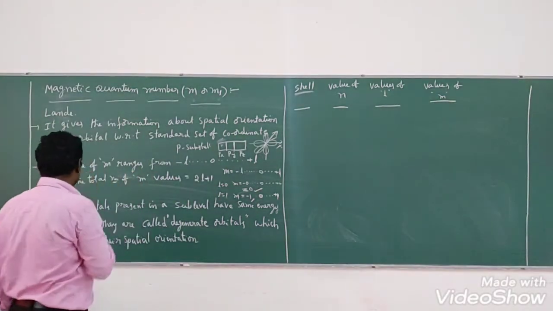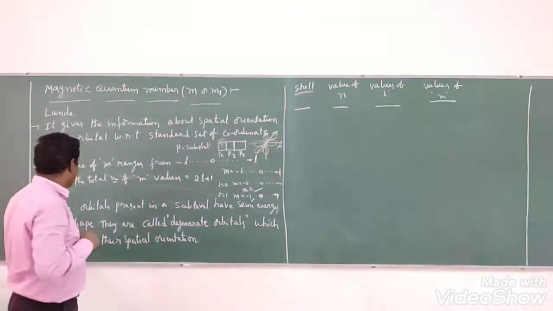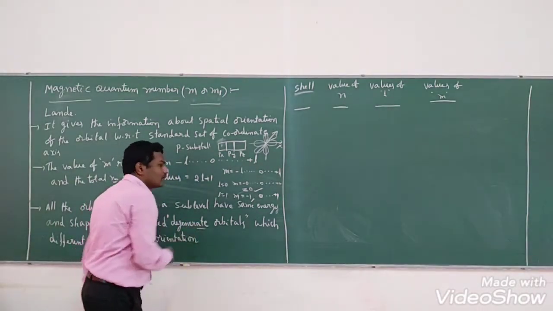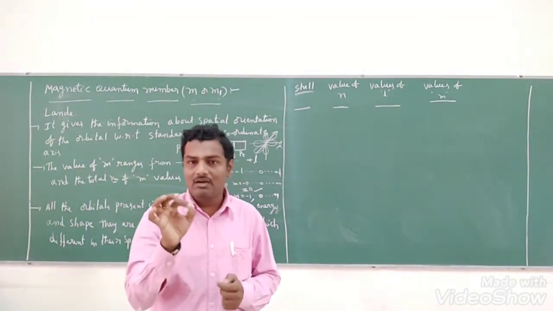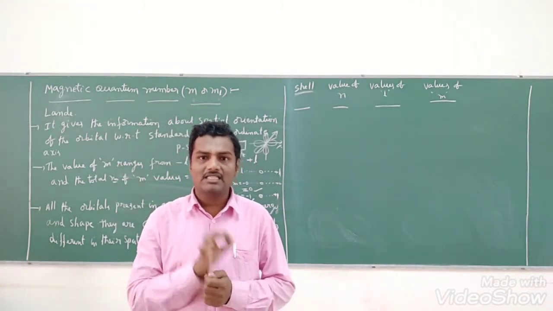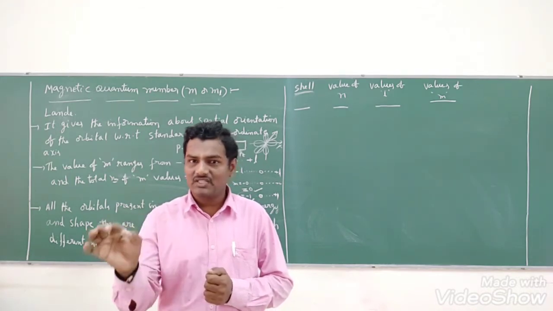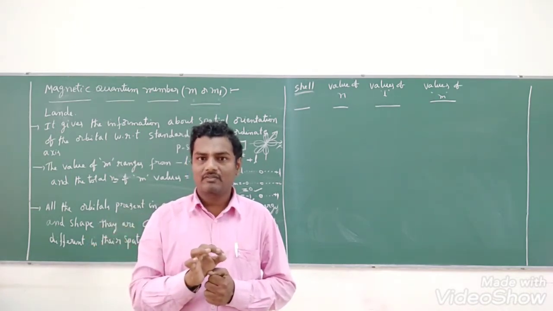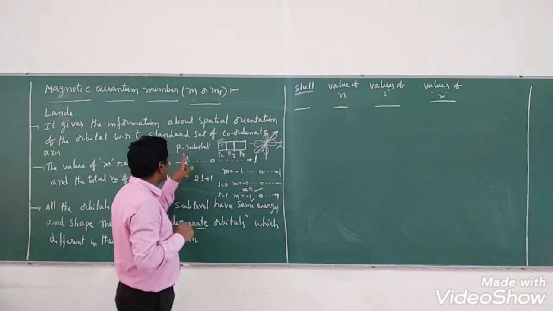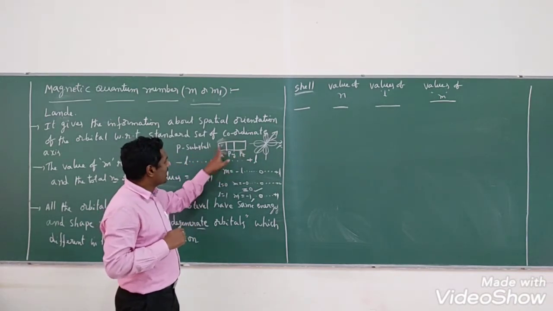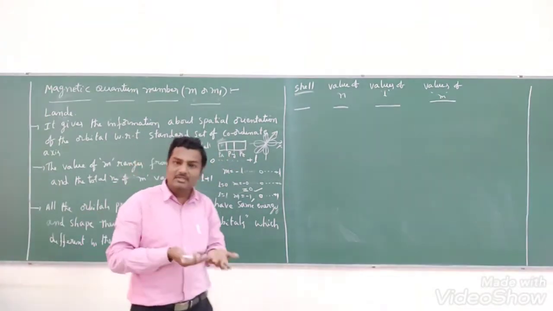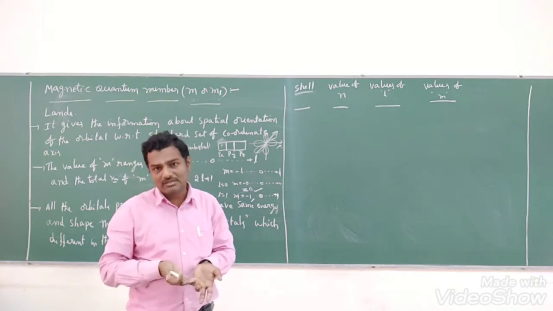Okay. Now all the orbitals present in a sub-level have the same energy and shape, and they are called degenerate orbitals. This is very important for a one mark question. What are degenerate orbitals? Degenerate orbitals are the orbitals of the same sub-level having the same energy and shape, right? For example, take the p sub-level. In the p subshell, how many orbitals are there? Px, Py, Pz, three orbitals. These three orbitals possess the same energy and the same shape also.